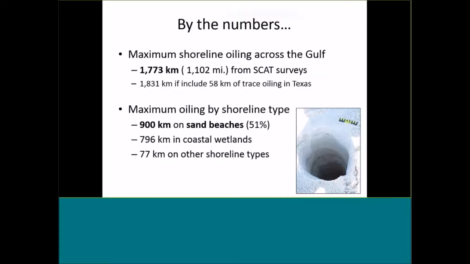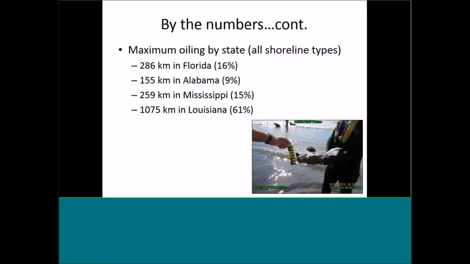So next slide. Some other stats for you. Now I'm breaking it down, maximum oiling by state across all the shoreline habitat types. I put Florida on top because I figured most people would be from Florida, and then just went geographically across the Gulf. So almost 300 kilometers of oiling in Florida, that's about 16% of the total. Alabama, about 150 kilometers. Mississippi, a little bit more than 250, and then Louisiana, over 1,000 kilometers oiled. So most of the shoreline oiling was in Louisiana, but still significant amounts in the other states. Florida and Mississippi pretty similar. Florida coming in, I guess, second if you're ranking them.